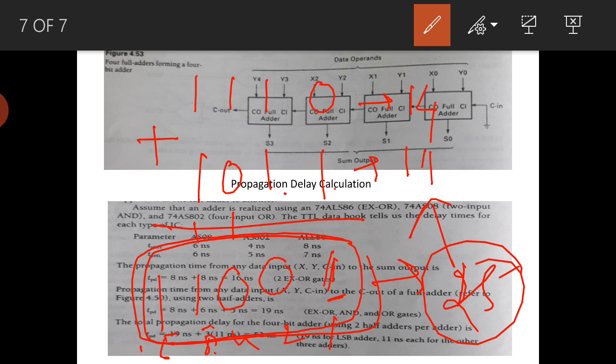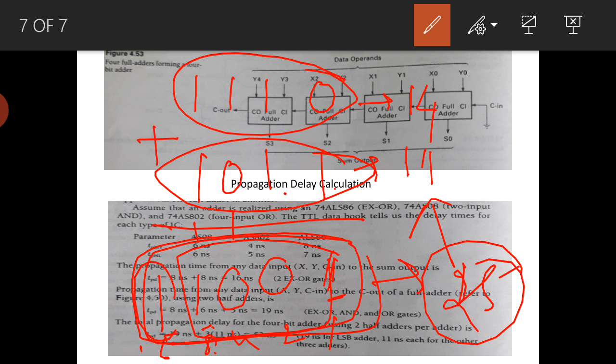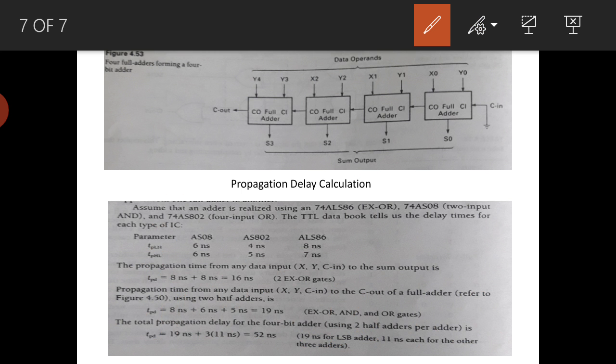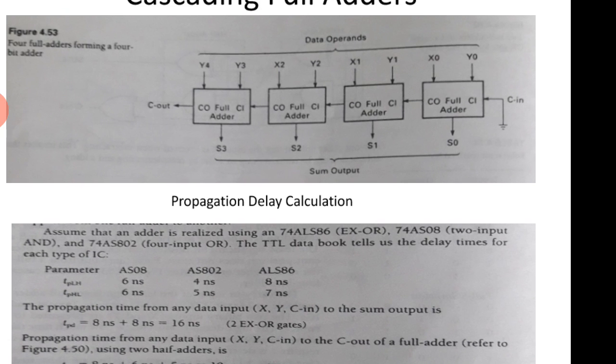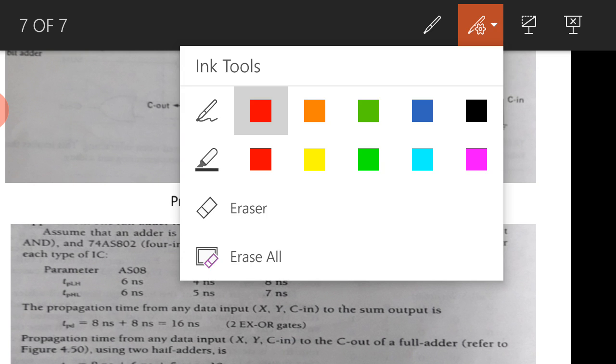So this we call 4-bit binary addition. This is 4-bit and this is 4-bit. Obviously the sum will be 4 bits and this will be the carry. How to realize this 4-bit addition? We can realize it by using 4 full adders.